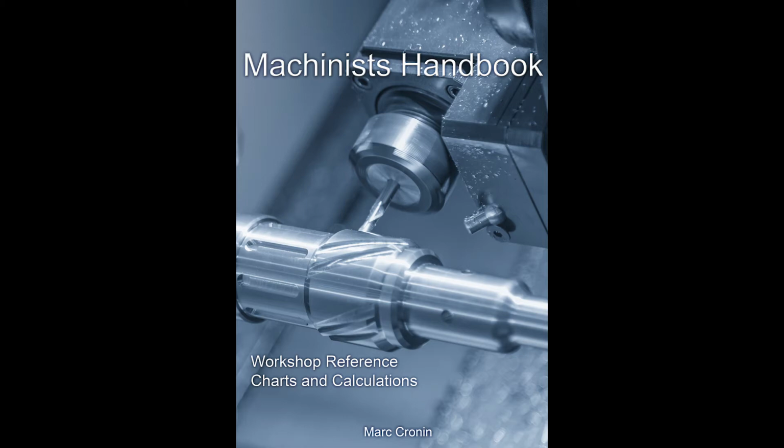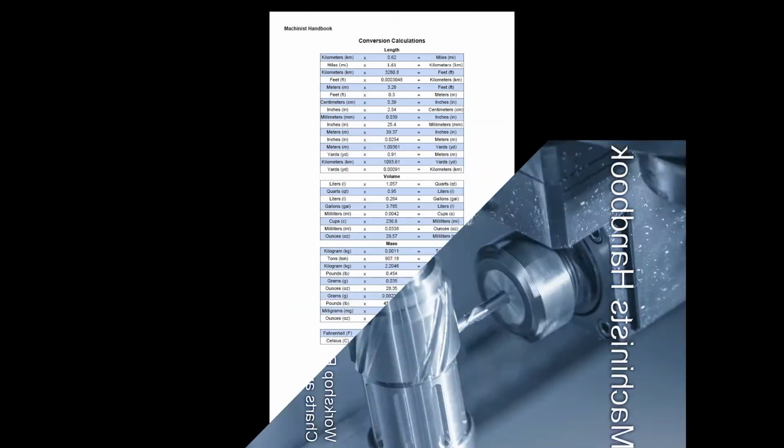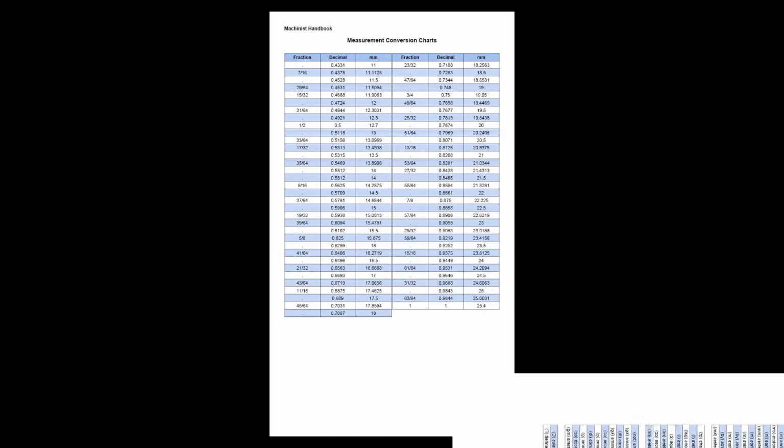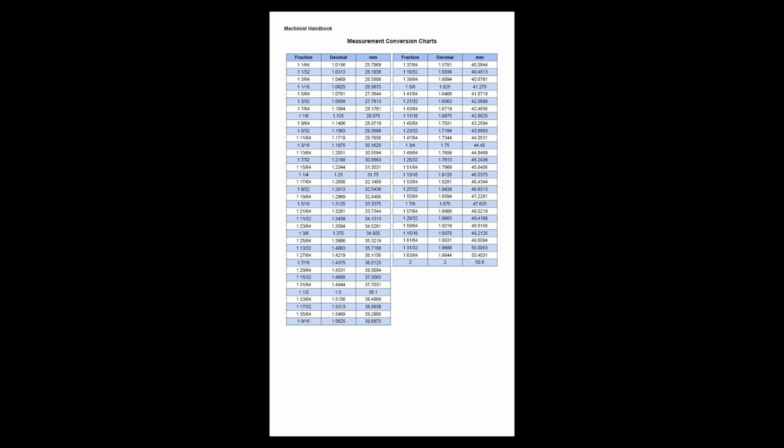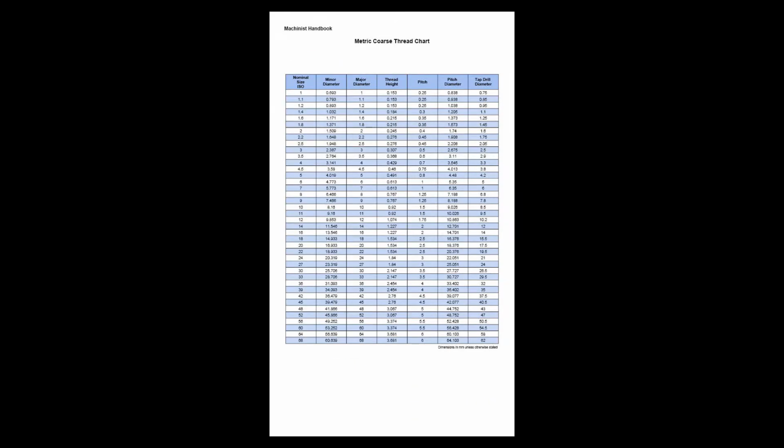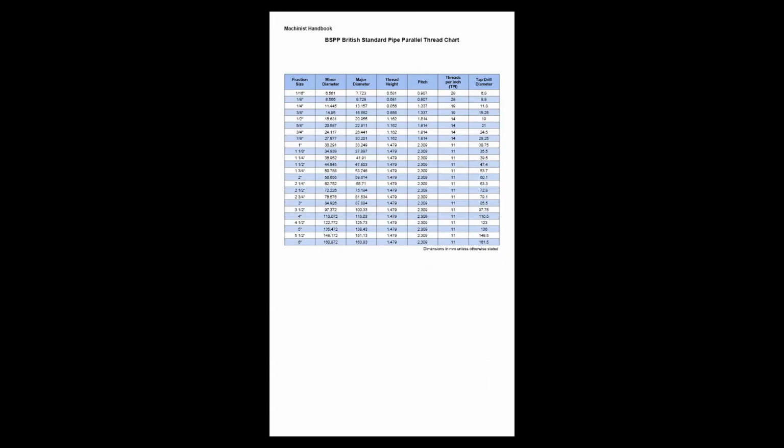The Machinist Handbook is a collection of reference charts and calculations that machinists need every day. With measurement conversion charts, making it easy to convert between fraction, decimal, or metric. A full collection of screw thread information charts cover everything you need to know, from metric to imperial, for all the standard and not so standard thread sizes.